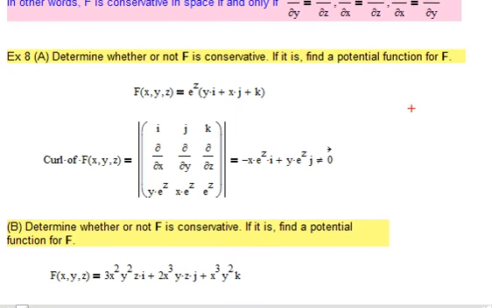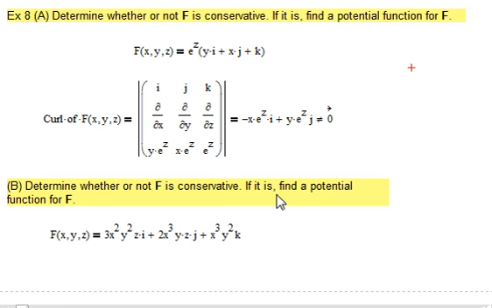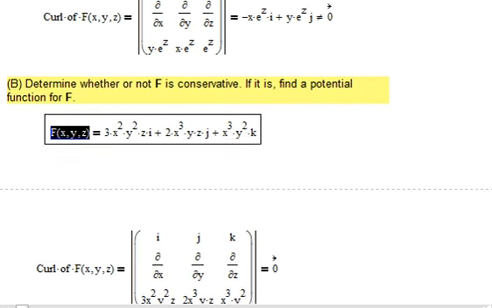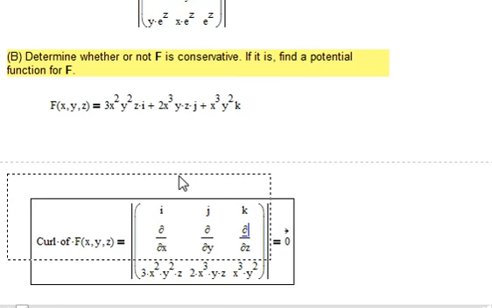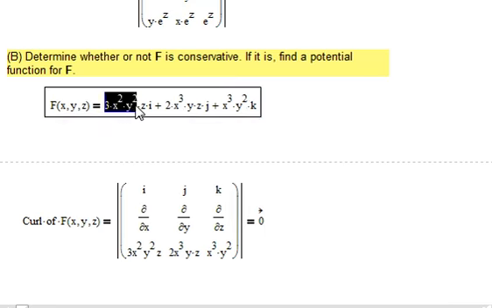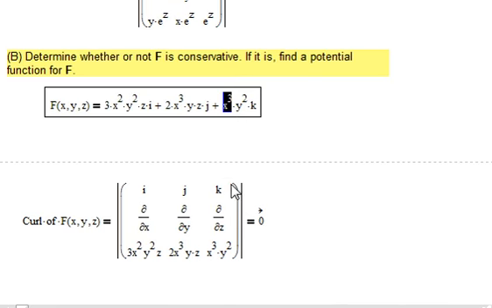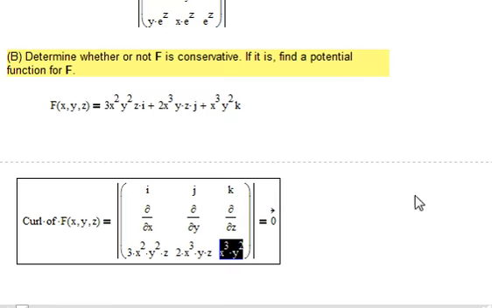But here's one that is. Determine whether or not F is conservative. If it is, find a potential function for F. So F(x, y, z), the vector field, is 3x squared y squared z i plus 2x cubed y z j plus x cubed y squared k. And so we set up our curl equation. And so this goes here, this goes here, this goes here. Sorry, my highlighting is not working very well. i, j, k across the top, and then we do this.